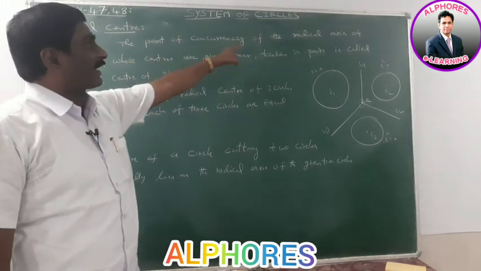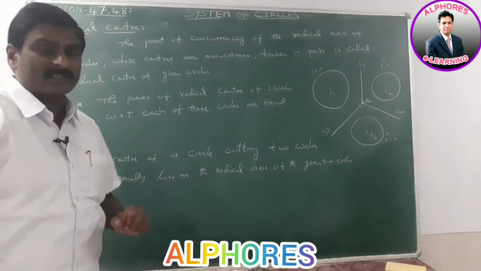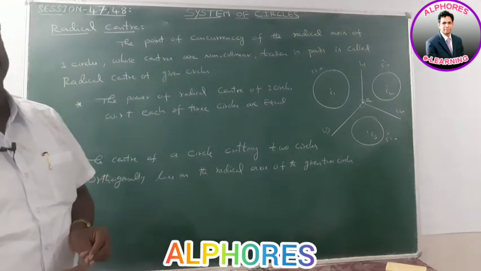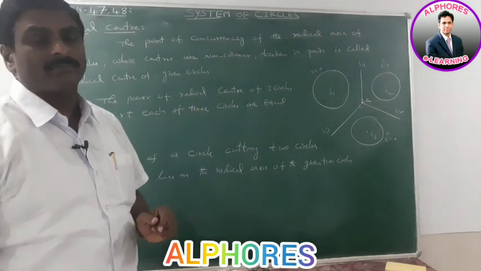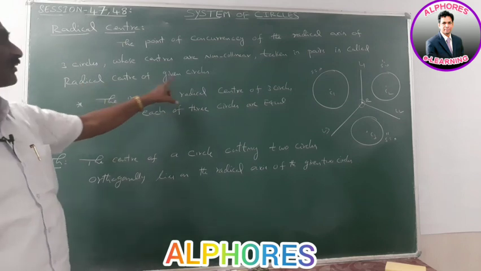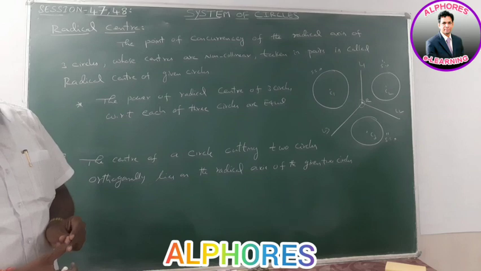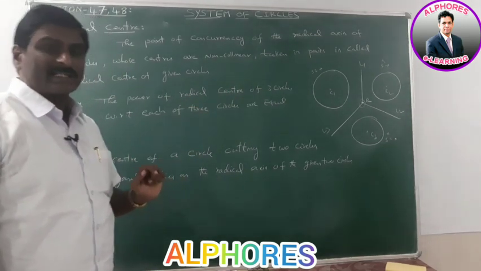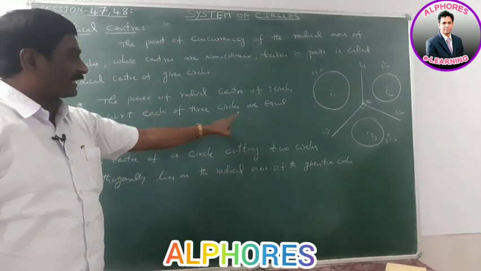The point of concurrency of the radical axes of three circles whose centers are non-collinear, taken in pairs, is called the radical center of the given circles. The power of the radical center of three circles with respect to each of the three circles is equal.